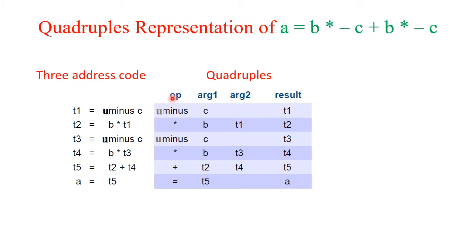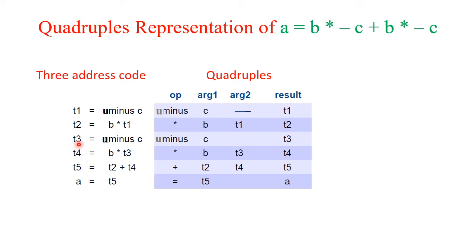What is the operator in the first statement? Unary minus. What are the operands here? We have only one operand, that is argument C. If you have no argument, you can leave it blank. Now, the result is stored in T1. Again, the second statement is T2 is equal to B star T1. So, what is the operator here? Star. The first operand is B, second operand is T1, and the result is T2.